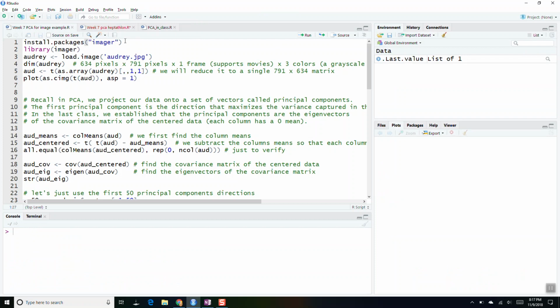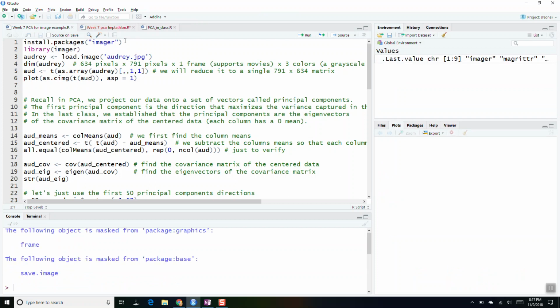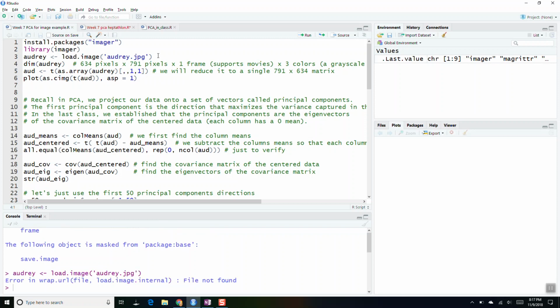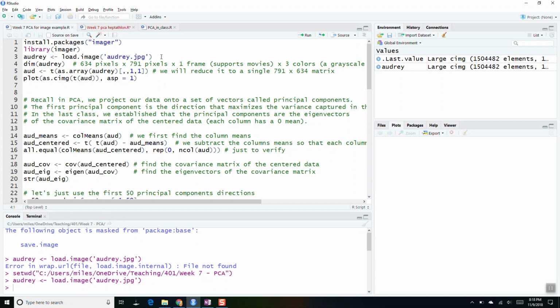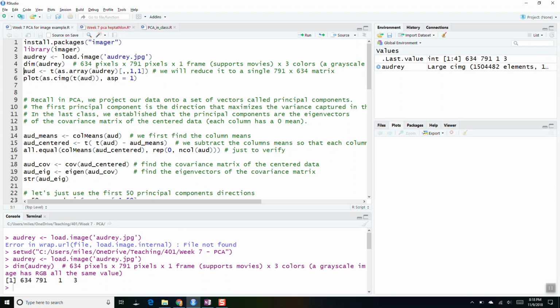So I'm going to load this package called imager, and what this does is it allows me to load images into R. I have a JPEG of Audrey Hepburn, and it is 634 pixels by 791 pixels.